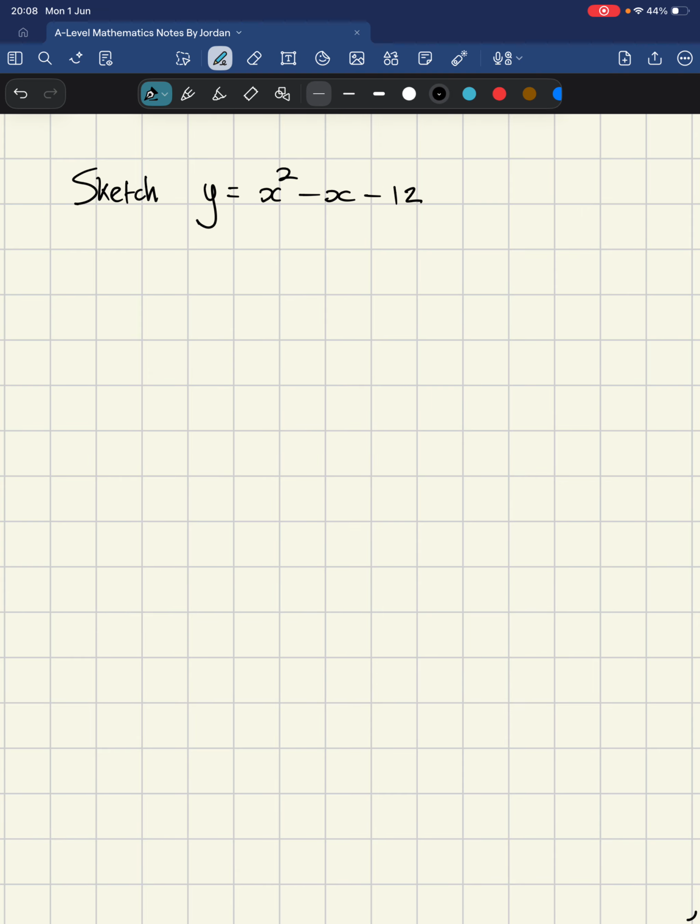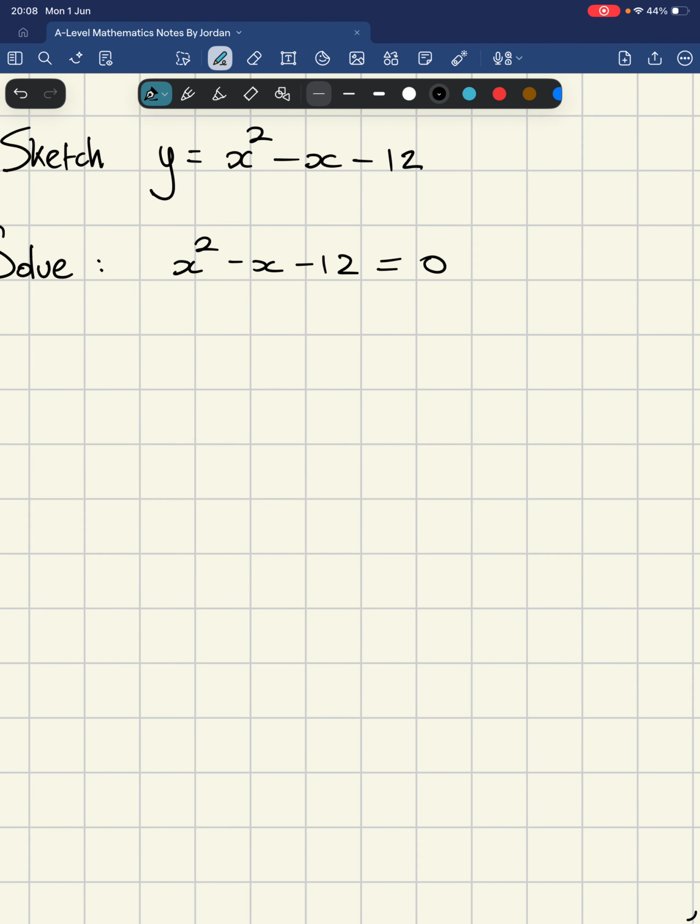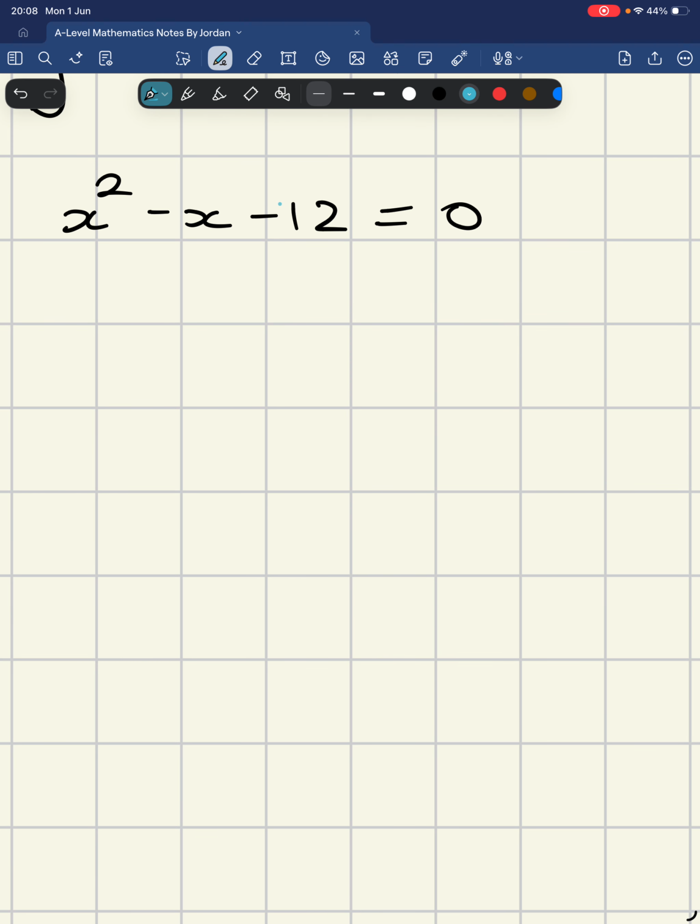Let's do this. A bit different to the ones we've done before, and it's a lot harder to work it out, okay? Solve it. So obviously our first step in sketching was solve. So we need to solve when this is equal to 0. But this time we actually have a negative number, so you have to be a bit more careful when you've got a negative number.